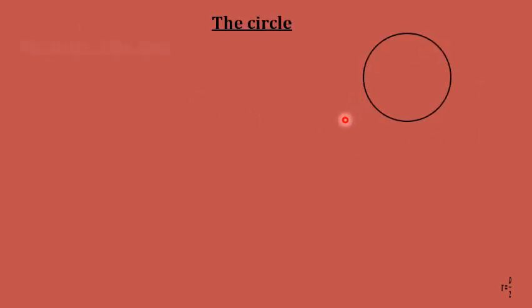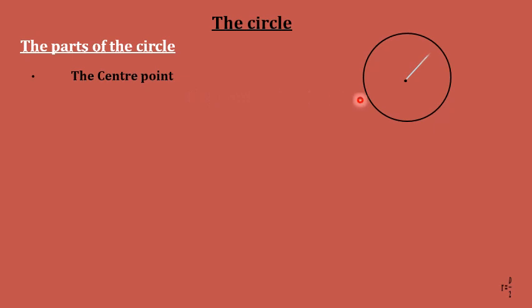Here is our circle. The first part is this point. This point, which we put the compass on to start to draw the circle, is called the center point. We have this line joining the center and a point on the circle. Any line joining the center and a point on a circle is called the radius. So this is the radius, R.